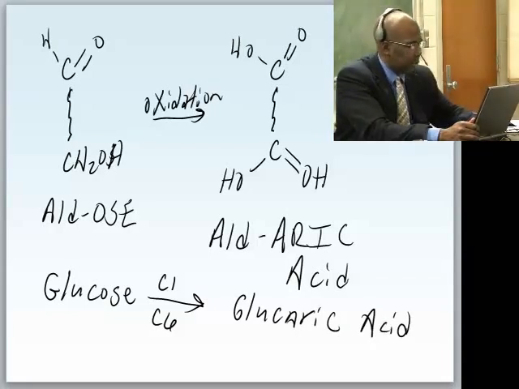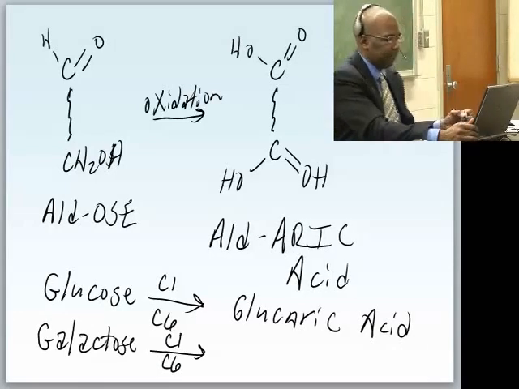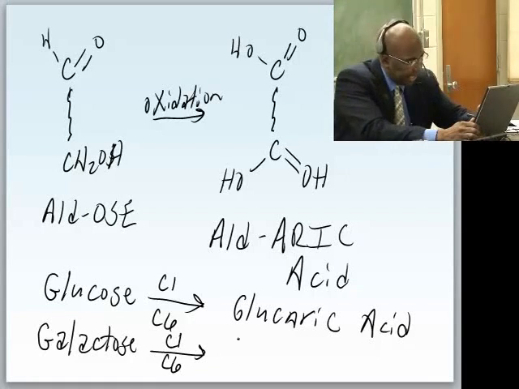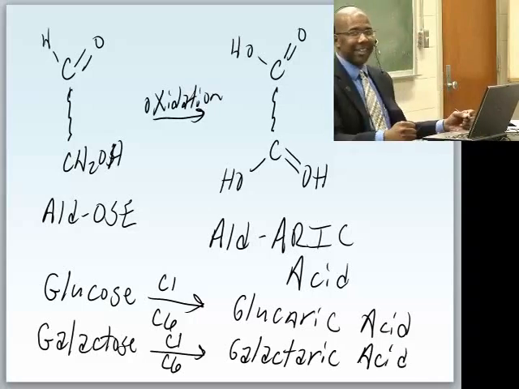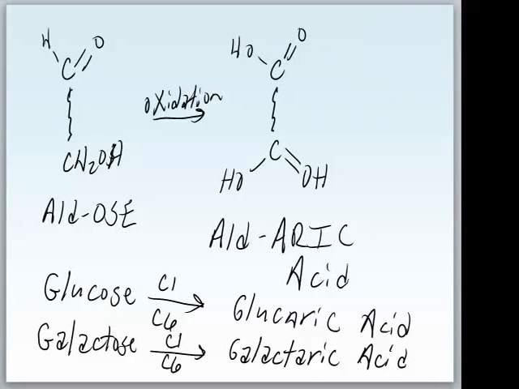Campbell. Let's say we start out with galactose and we oxidize it at carbon 1 and carbon 6. What's going to be the name of the new molecule? Galactaric acid. Okay. Everyone okay with that? Excellent. Put your notes away.